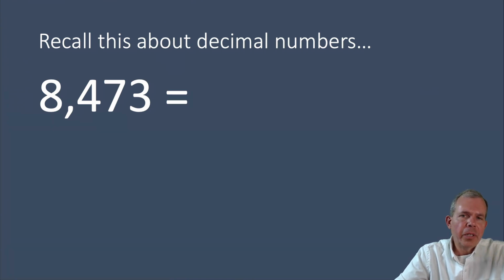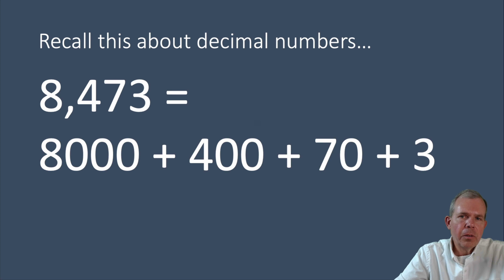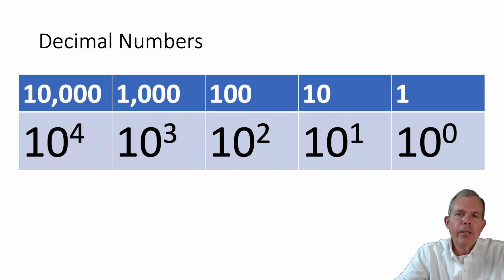Let's go back to your school days. Do you remember when your teacher taught you how to count by numbers that were greater than 100? We used things like expanded notation. So 8,473 can be written like this: 8,000 plus 400 plus 70 plus 3. The idea here is that decimal numbers have place values.